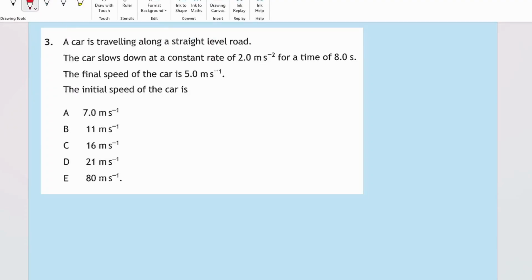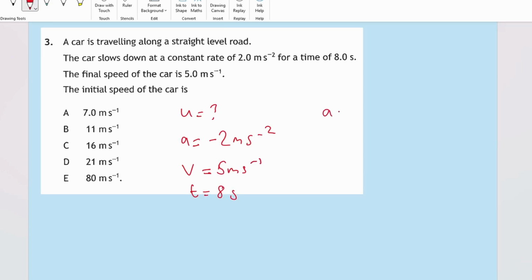Question 3 says, a car is traveling along a straight level road. The car slows down at a constant rate of 2 meters per second squared for a time of 8 seconds. The final speed of the car is 5 meters per second. The initial speed of the car is. My advice is whenever you're dealing with a lot of data, it's good to list your data. So u is the thing we're looking for. a is minus 2 meters per second squared because it slows down at a constant rate of 2 meters per second squared, so that means we have a negative acceleration. Next we have v, which is 5 meters per second. And finally we have t, which is 8 seconds.